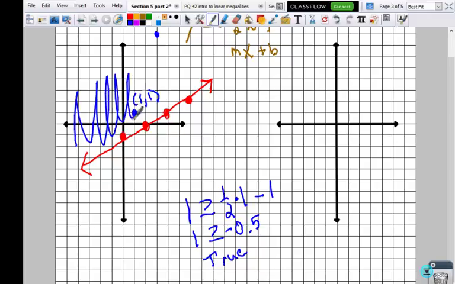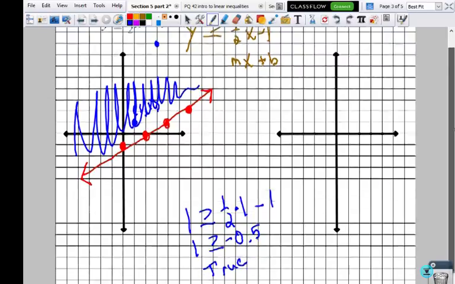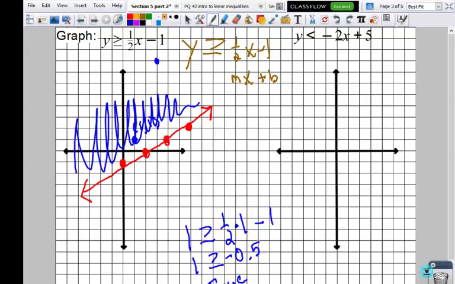So I'm going to go through and shade it, and good enough. I don't actually need to see this dot. If I shade over it, that's fine. So my true side is up top. Up top.